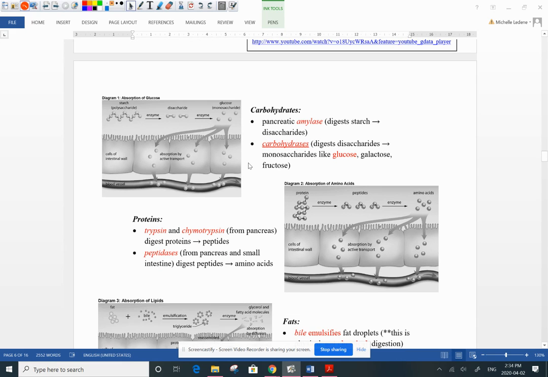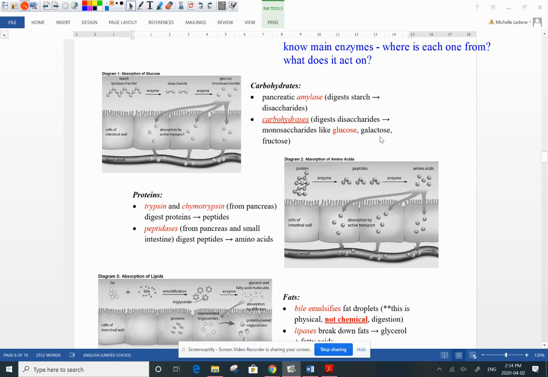So there's a lot of enzymes we got to know here. And you guys are going to have to be responsible for knowing the main enzymes. Where does it come from? What does it act on? And where is it acting, right? So carbohydrates, carbs, we already learned that they are the very first things in our body that get broken down in the mouth by the enzyme called salivary amylase. Well, coming from the pancreas, we have pancreatic amylase.